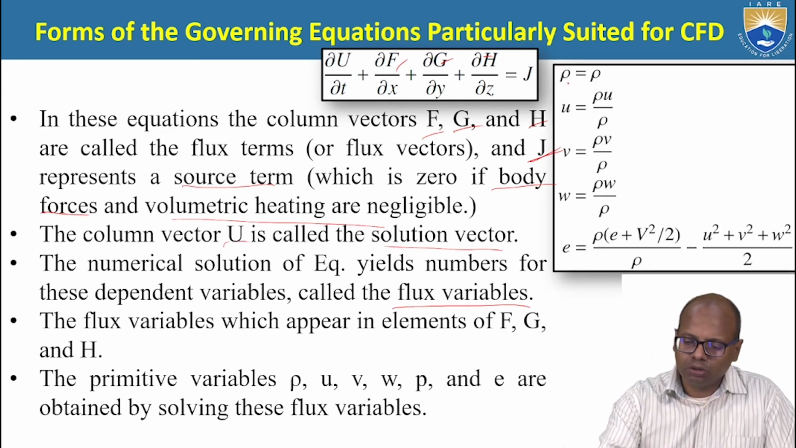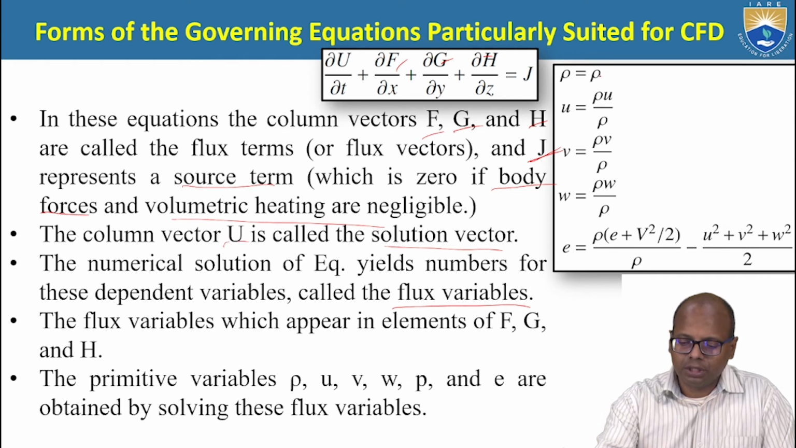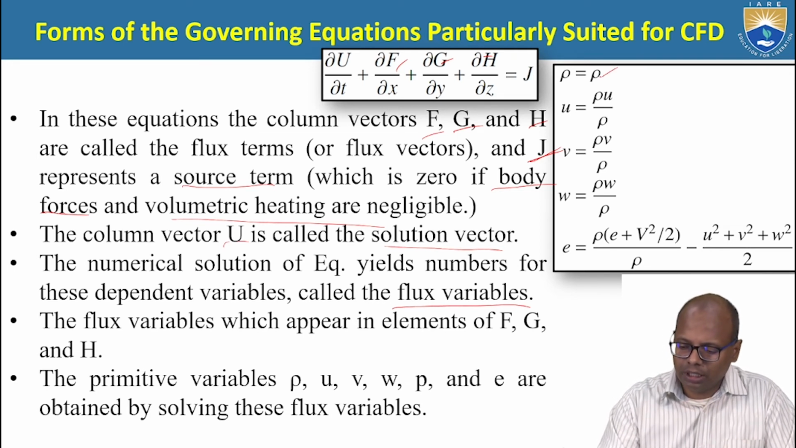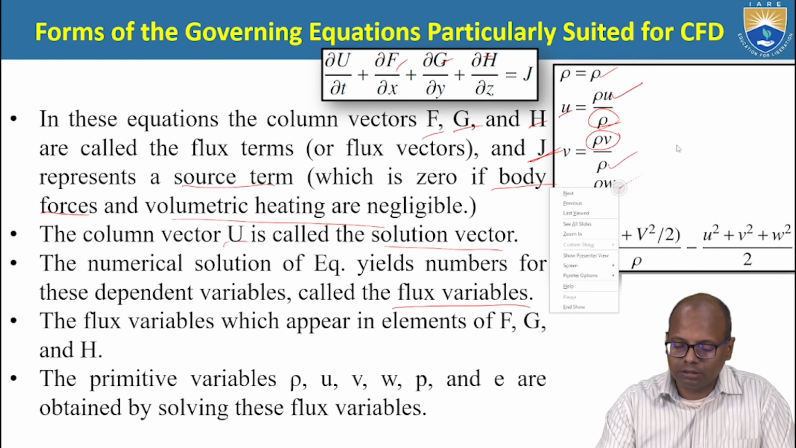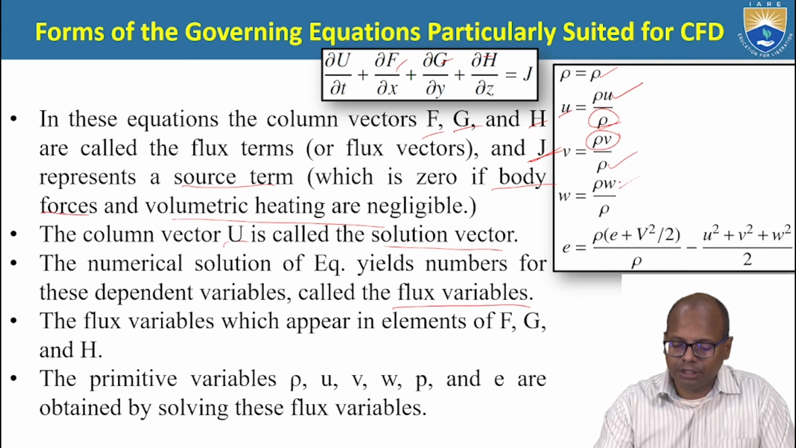So here rho I can take directly because I don't have to calculate rho. And how do I find U? I have the momentum. From the momentum, if I divide by rho, I will get U. For V, if I divide the V momentum by rho, I will get V. If I divide the W momentum flux by rho, I will get W.